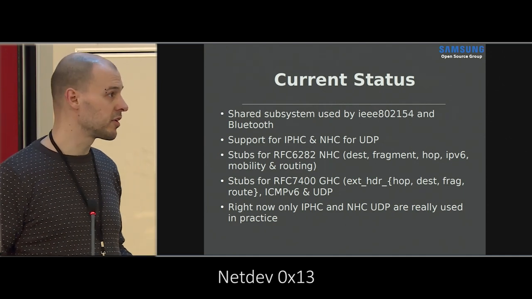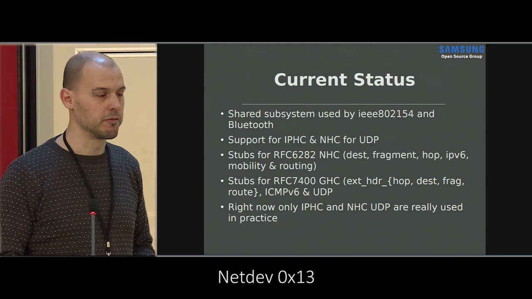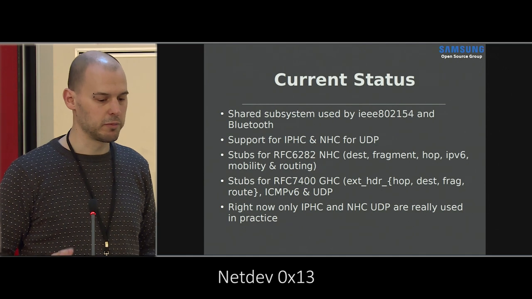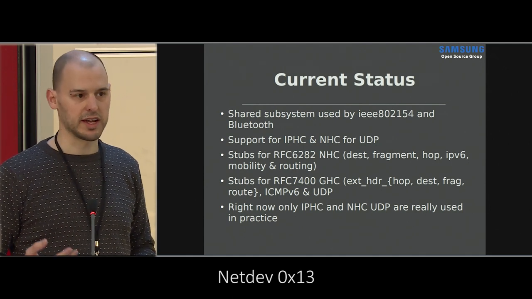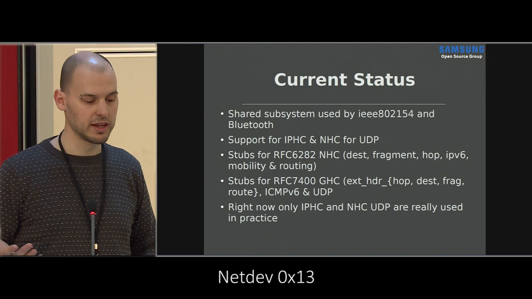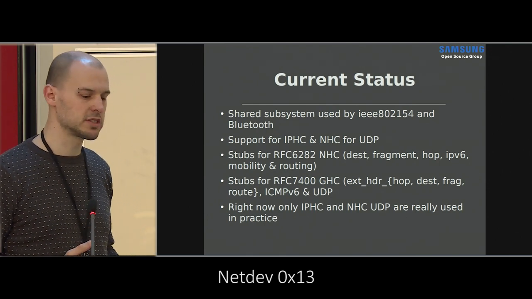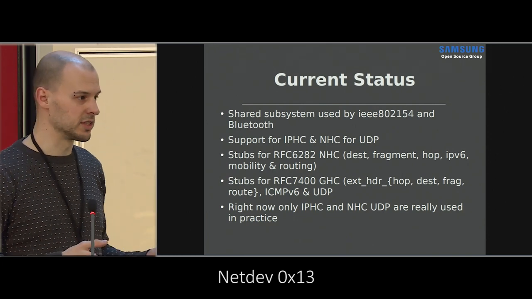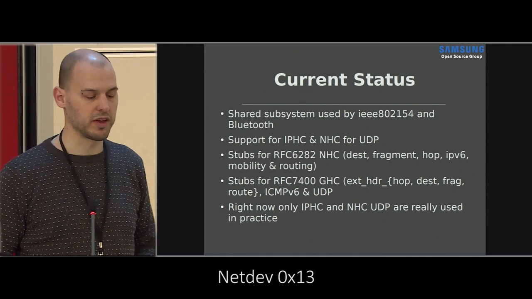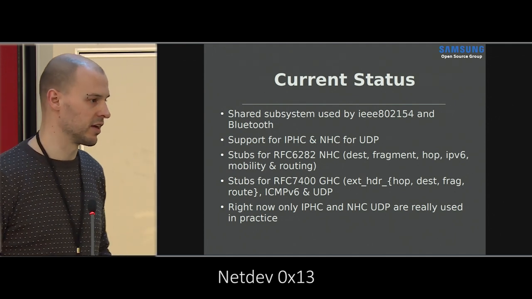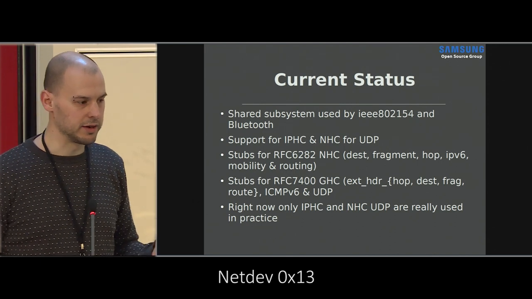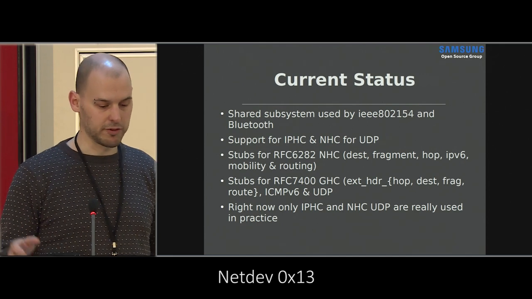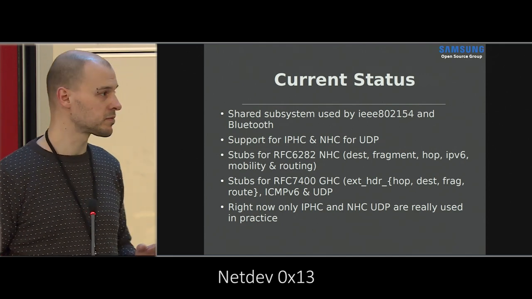It's a shared subsystem by 15.4 and Bluetooth. We support different header compressions specified by the IETF, being IP header compression, as well as next header compression for UDP and other things. We have stub implementations for things like the destination options, fragment, hop-by-hop and all the different headers you might have around there. They're defined in RFC 6282. We also have some stub implementations for generic header compression, again for various parts of the system here.